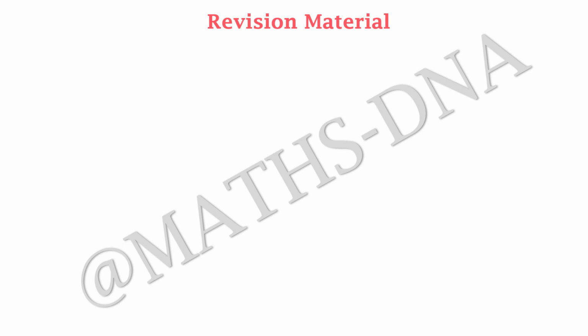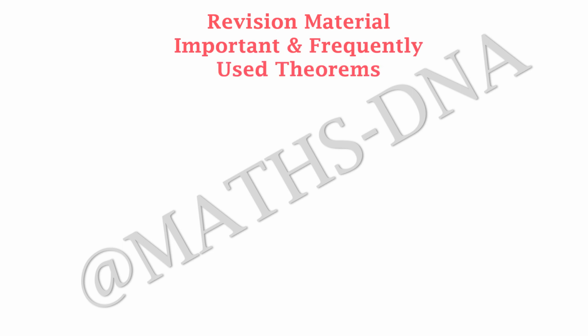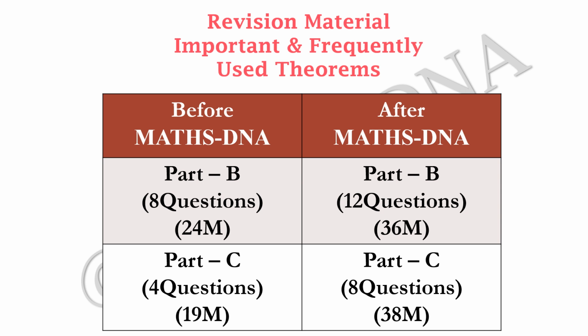Let us begin with the revision material, that is important and frequently used theorems. A simple table is shown to you. Before Maths DNA, if you have not taken or do not have this revision material, the score that you are scoring in part B was 24 marks because on average 8 questions were correct, and in part C you were able to tick 4 questions correctly, so you scored 19 marks. But after you get this revision material, the questions get increased in part B.